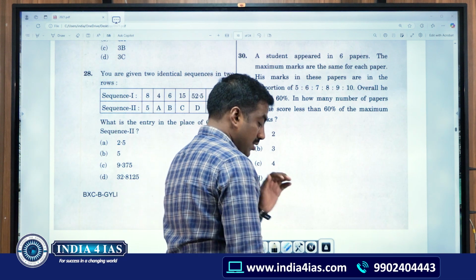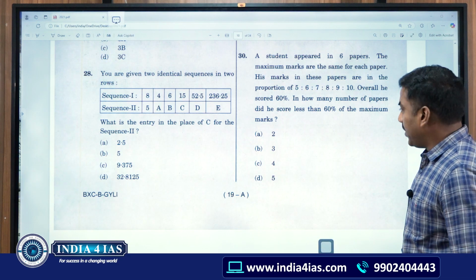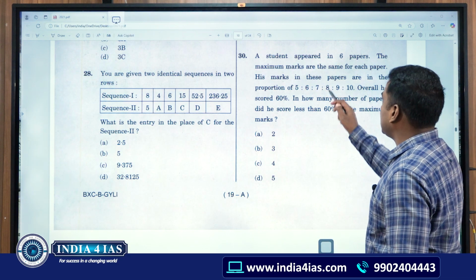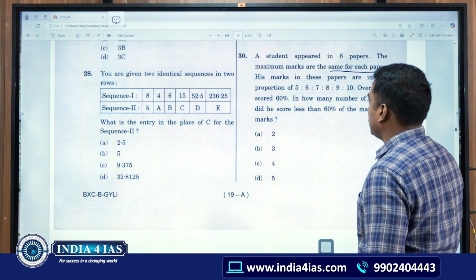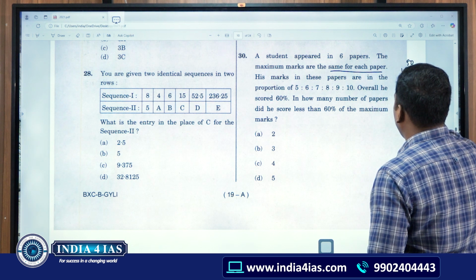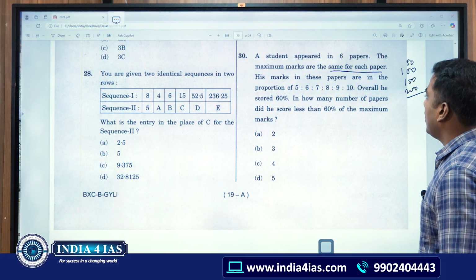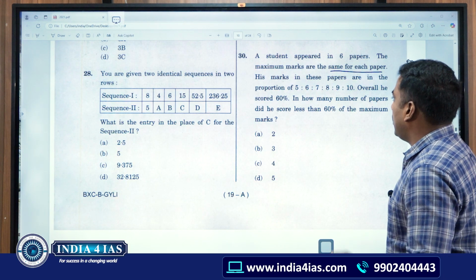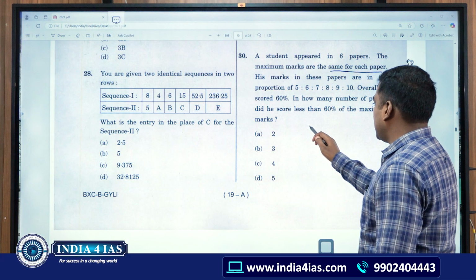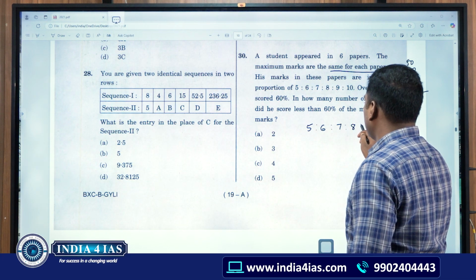A student appeared in 6 papers. The maximum marks are the same for each paper. So either it is 100 or 50 or 150 or 200. Maximum marks for each paper is the same. Then his marks are in the ratio 5 is to 6 is to 7 is to 8 is to 9 is to 10.